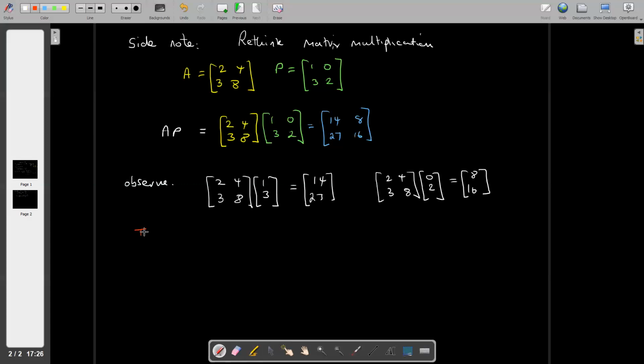The product AP is formed by applying the matrix A to the columns of the matrix P.